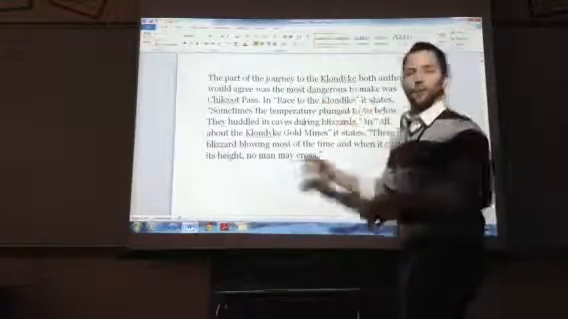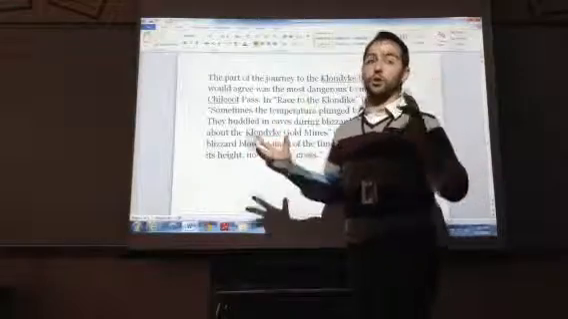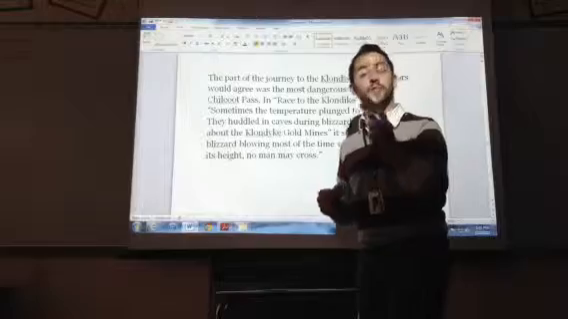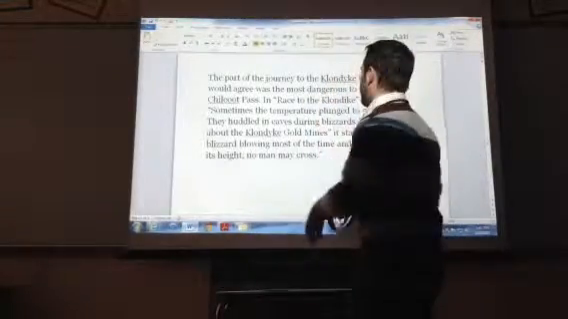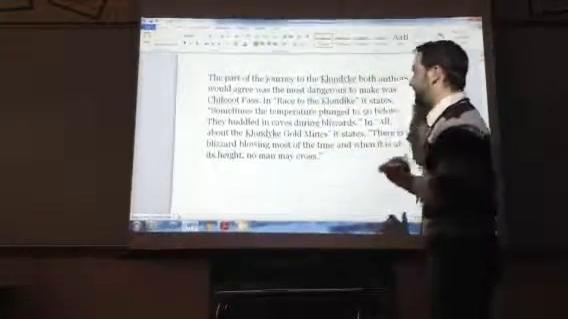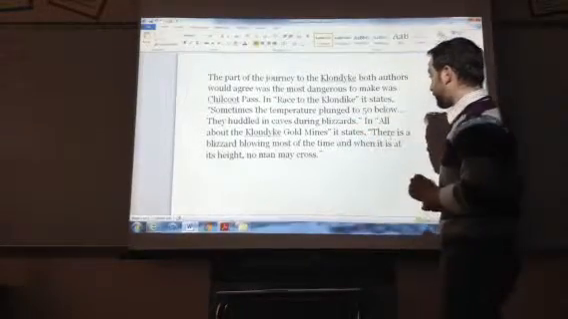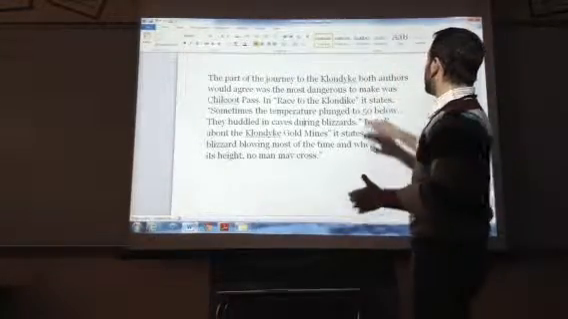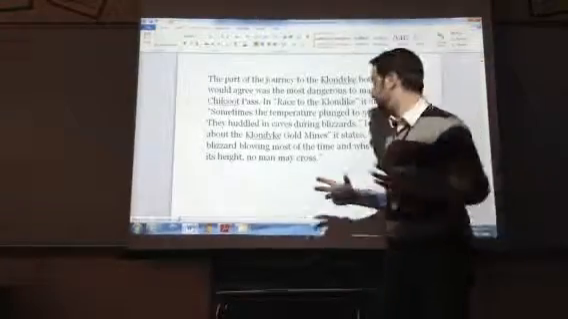In Race to the Klondike, remember, we say "in the passage it states," or "according to the passage," or "in the article it states," but when we're talking about 2 different ones, we have to reference them specifically so our audience understands and connects to where we're getting the information from. In Race to the Klondike it states, "Sometimes the temperature plunged to 50 below. They huddled in caves during blizzards." End of that quote. That's a great one, because it shows the actual part of the journey and what happens there that makes it so dangerous.